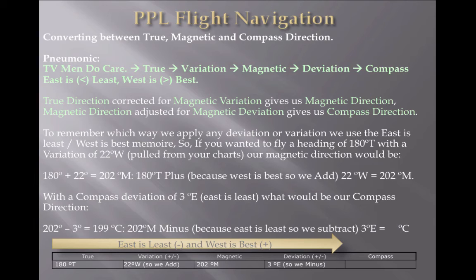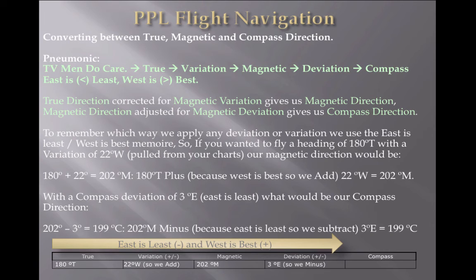With a compass deviation of 3 degrees east, east is least, so we would subtract. What would our compass direction be? Well, the equation that we'd go through is that we have 202 magnetic, which we derived earlier, minus the 3 degrees east gives us 199 degrees compass. 202 minus, because east is least, so we subtract 3 degrees east gives us 199 compass.